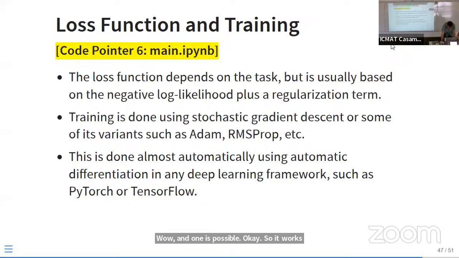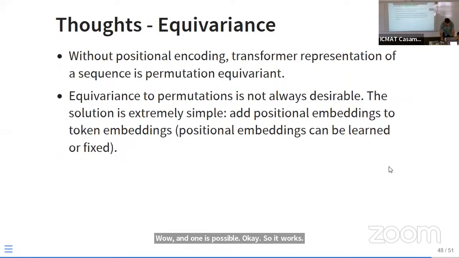I would like to finish with a few thoughts. I said this before, it's about the equivariance. Without the positional encoding, the transformer representation of a sequence is permutation equivariant. And this is not always desirable, but the solution is extremely simple. And this is one of the things that fascinates me a lot because it's so simple.